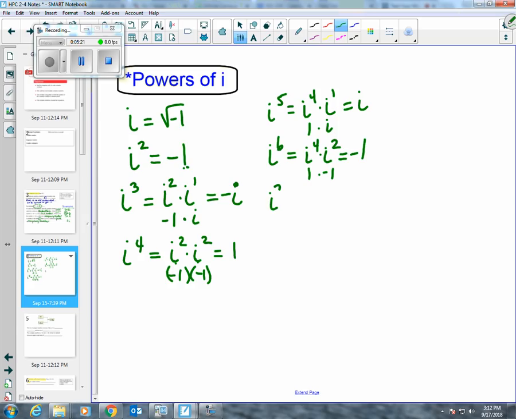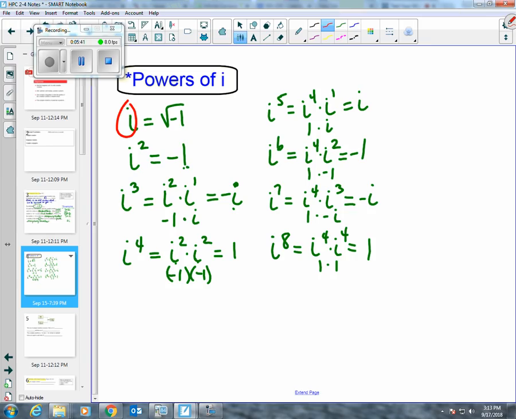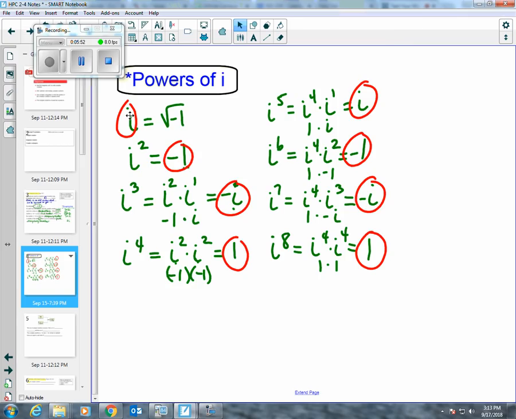How about i to the seventh? i to the fourth times i to the third. Well, i to the fourth is 1. i cubed, we already did that. That's -i. And look at that. i to the seventh is -i. i to the eighth, i to the fourth times i to the fourth. 1 times 1 is 1. Look what happens. Looks like we have i, -1, -i, 1. i, -1, -i, 1. And it keeps following through this same pattern.